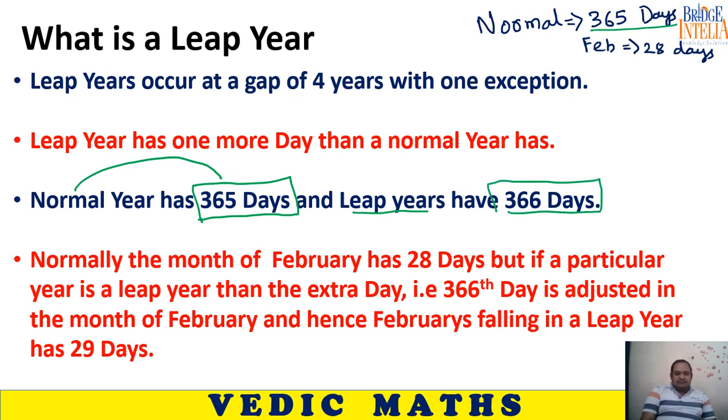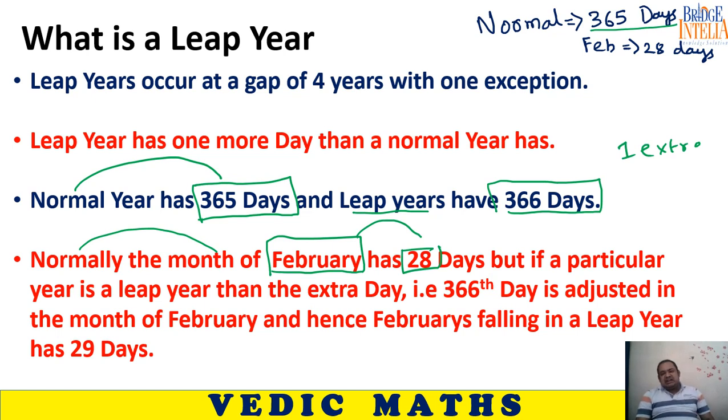In a normal year, February has only 28 days. But since in a leap year one extra day is there, that extra day, that means the 366th day, is assigned to the month of February, and therefore if the year is leap, in that year February has 29 days. So one more thing that you have to understand about leap years: a leap year has one extra day as compared to a normal, or you can say non-leap, year.